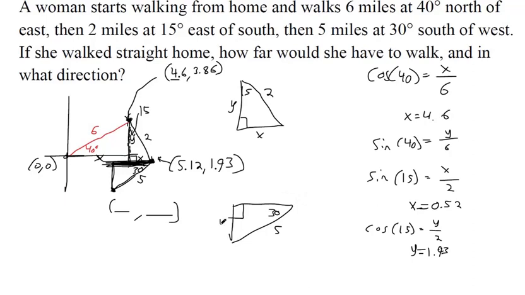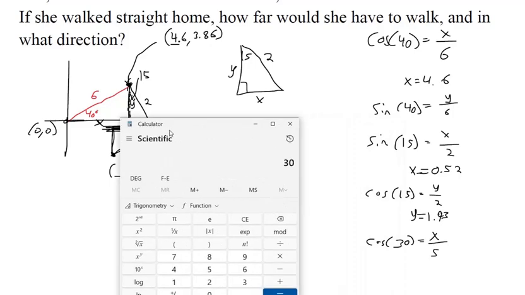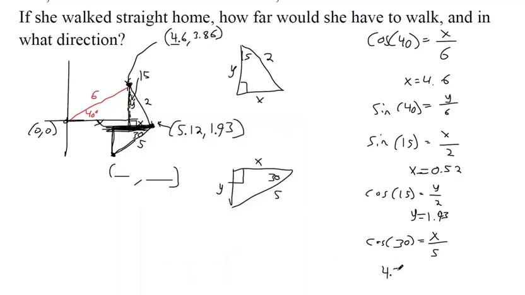So we want to know the y and the x changes again. Changes on the x-axis and changes on the y-axis. So using 30 degrees, x is what is adjacent to 30. So we want to do cosine of 30 equals the adjacent divided by the hypotenuse. So 30, cosine on your calculator is 0.866, and then times 5 to both sides. That's 4.33 for x.